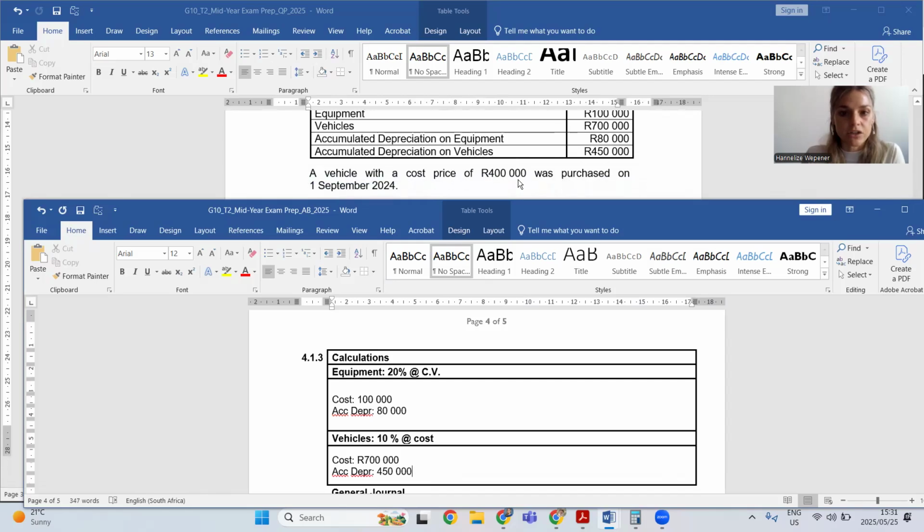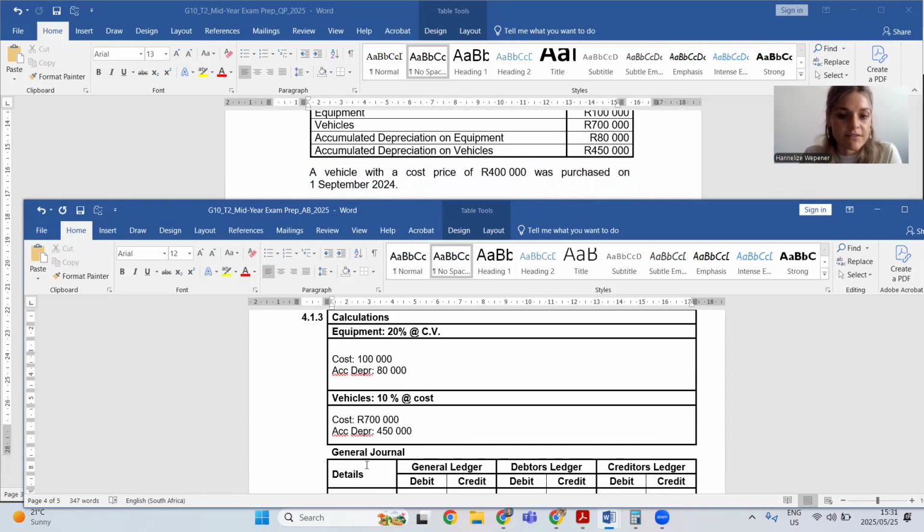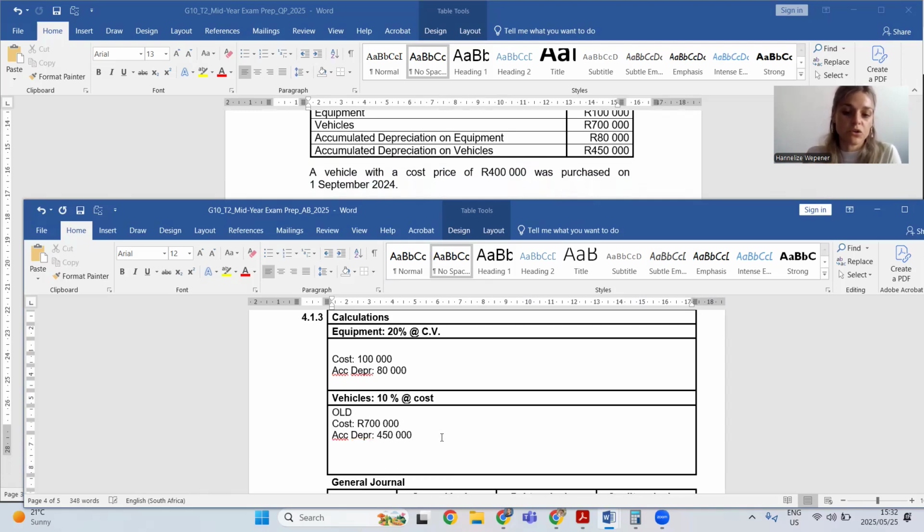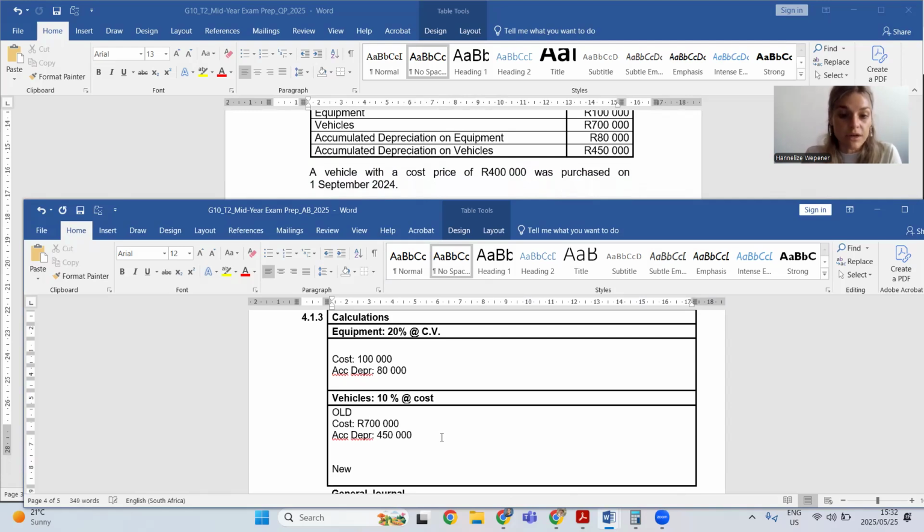But if I then continue, a vehicle with a cost price of 400,000 Rand was purchased on the 1st of September. So I didn't only have the 700,000 Rand vehicles for the year, I also purchased a new one. So that's why it's important to split your calculations between your old and your new assets. And the new one was purchased at 400,000 Rand, but only on the 1st of September 2024.